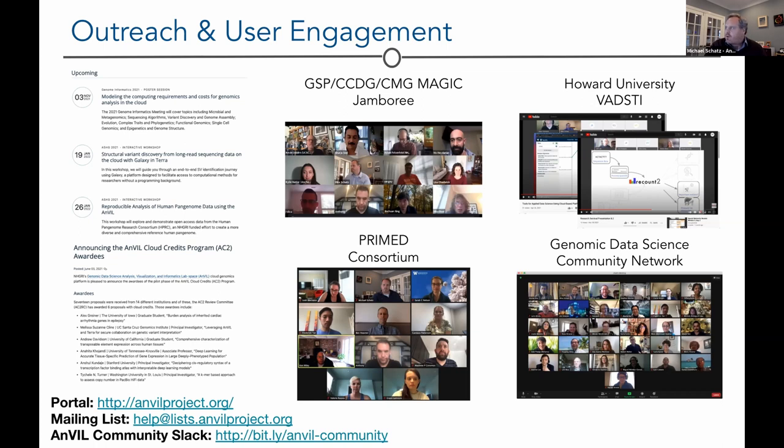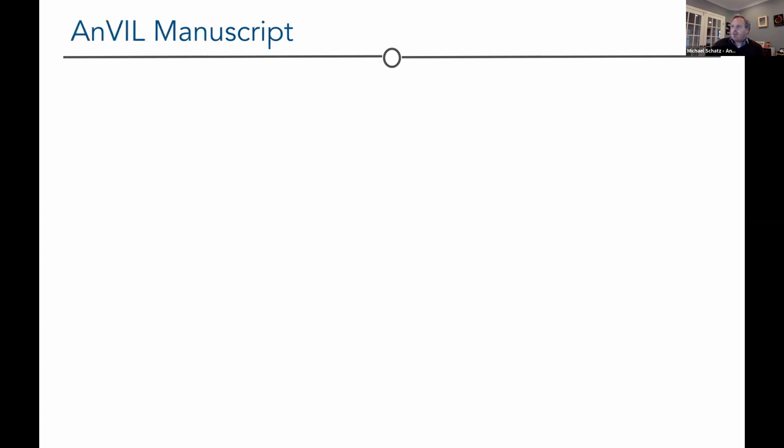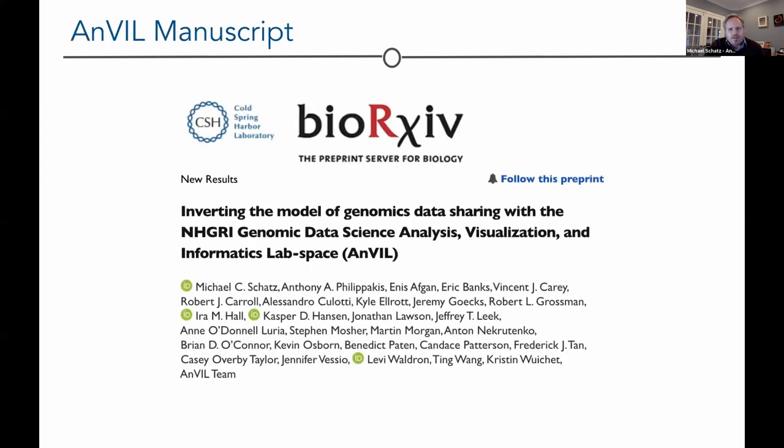We were in a data science program organized by Howard University, and you just heard from Vince. We've been organizers of something called the Genomic Data Science Community Network. We're really making a focused effort to outreach to those communities that have traditionally been underserved by this type of research. In addition to all these activities, we're starting to see some really impactful science coming out of this.